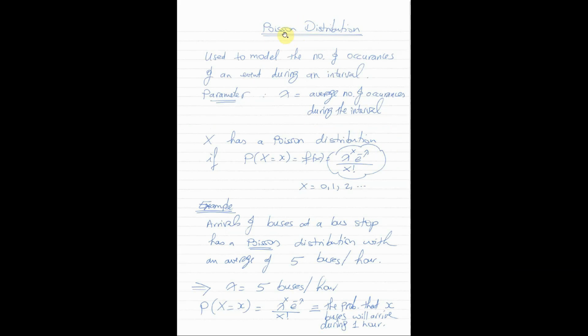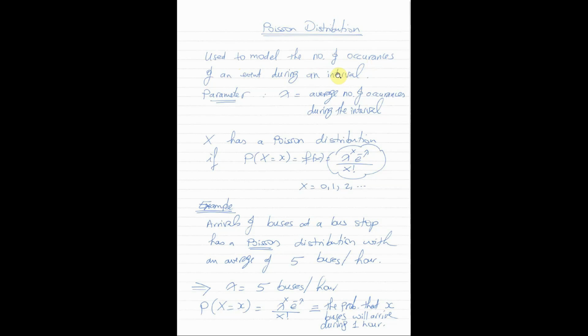Let me start by saying that the Poisson random variable or the Poisson distribution is used in the setting in which we have random events occurring during an interval. Let's say, for example, we are waiting at the bus stop for 1 hour, so we have a time interval of 1 hour, and buses arrive at random during this hour. In this case, we can use the Poisson random variable to model how many buses arrive during this hour, the number of occurrences of this event during our time interval.